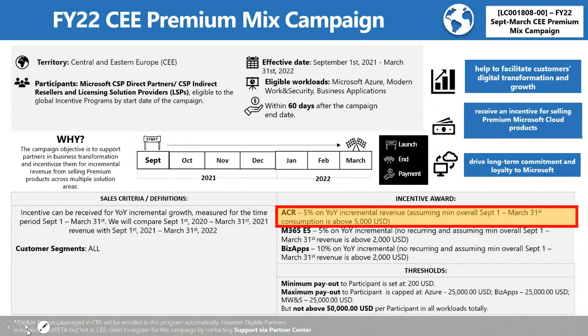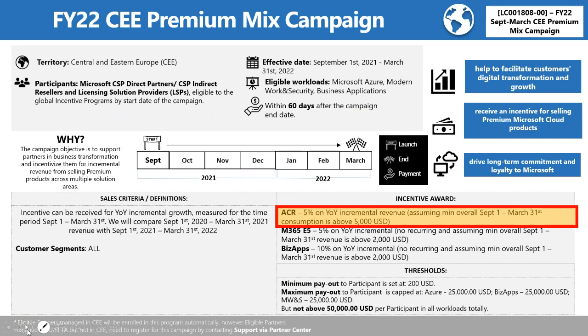Thank you. This is another opportunity on top of the mentioned opportunities already for CE. It covers LSPs, CSP direct and CSP indirect resellers as well. Effective dates are the same. It is designed for all customer segments and no partners are excluded. It also covers 3 workloads. Let's focus on Azure now.